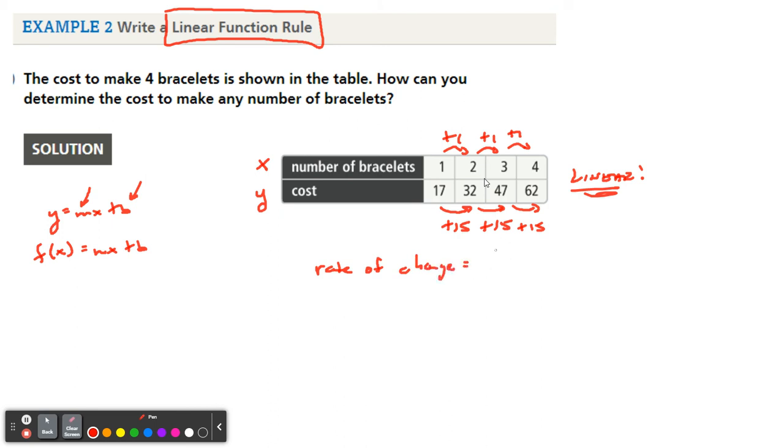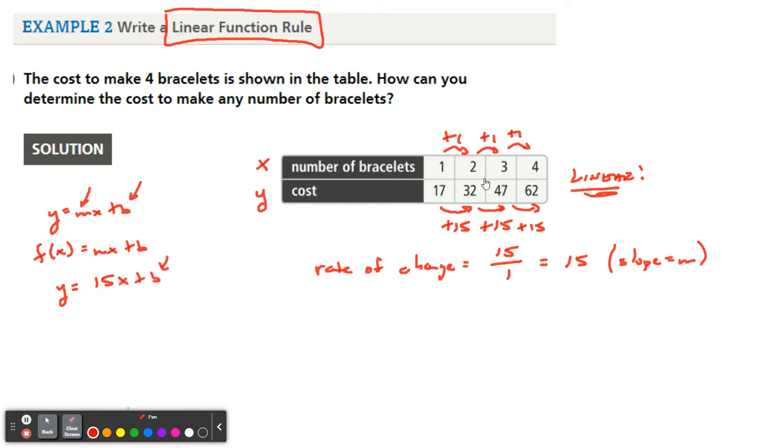And it's going to be the change in y, which is $15, over the change in x, which is 1 bracelet. So that means your rate of change is $15 per bracelet. Again, this is your slope. This is your m value, a rate of change. So now, I'm going to use y right now, y equals, we have our slope of 15, 15x plus b. Well, now we need to find b.